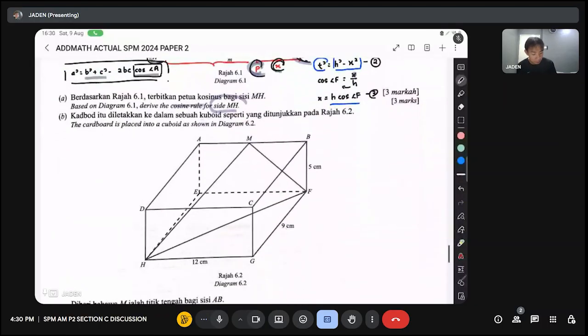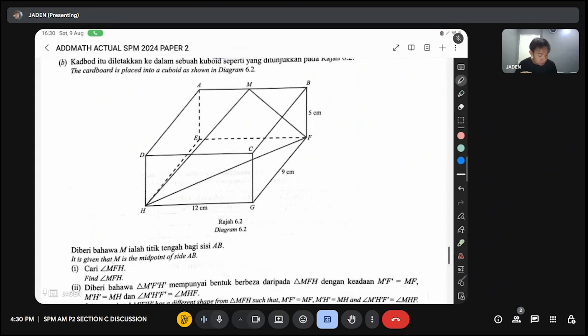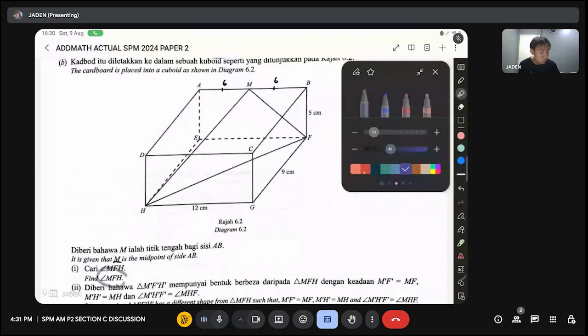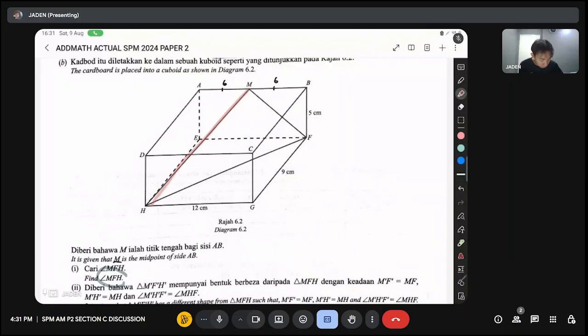Question B. The cardboard is placed into a cuboid as shown in diagram 6.2. It is given that M is the midpoint of the side AB. If M is the midpoint of side AB, that means over here it's 6, and over here will be 6 as well. Now they want us to find angle MFH. So put your attention onto just the triangle here, MFH.